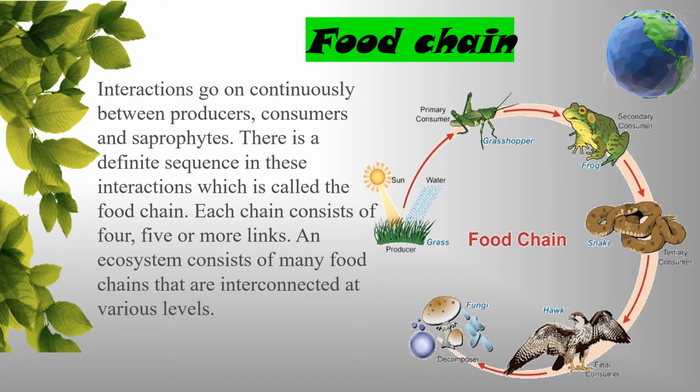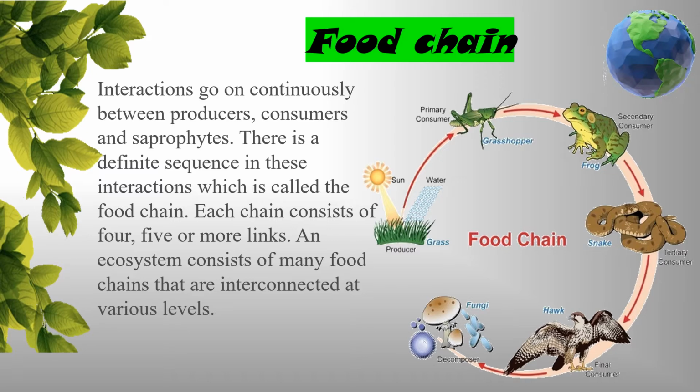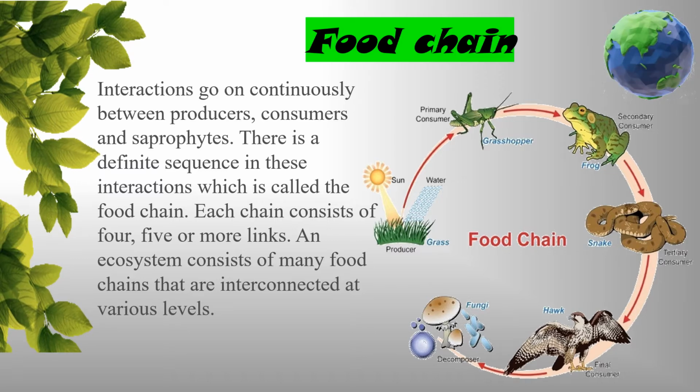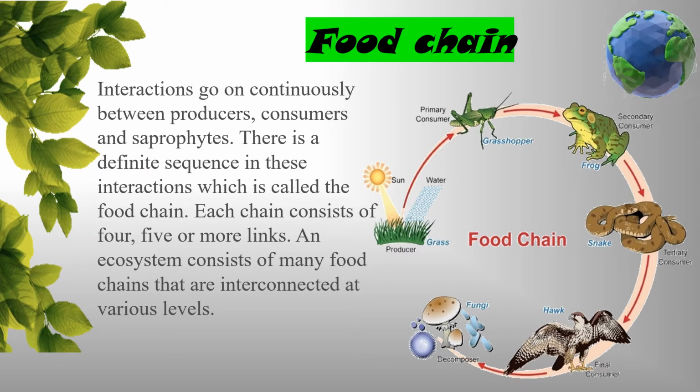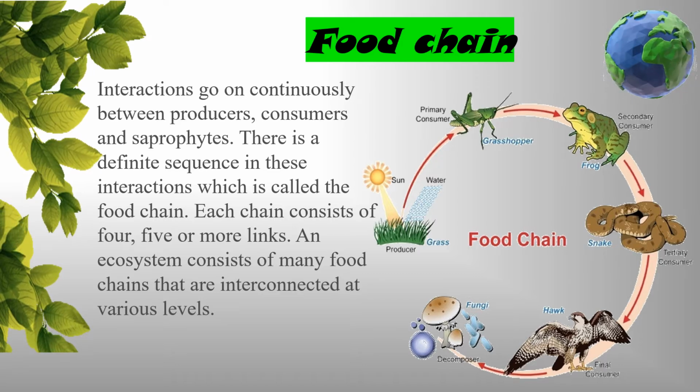Now when these animals die, they are decomposed with the help of fungus, bacteria and worms. So they form a chain. There is a proper chain that you see, and that is why it is known as a food chain. I hope food chain is clear and understood to you all.